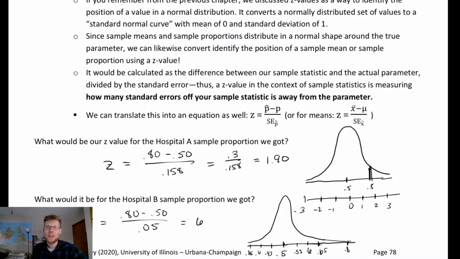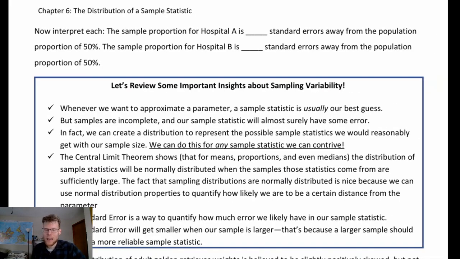So in this case, again, even though they're the same sample proportion, the sample size does matter a lot in terms of how likely I am to see this sample proportion by random chance. And then lastly, I can plug each of these interpretations in. The sample proportion for hospital A is about 1.9 standard errors away from the population proportion. The sample proportion for hospital B is about 6 standard errors away from the population proportion of 50%.